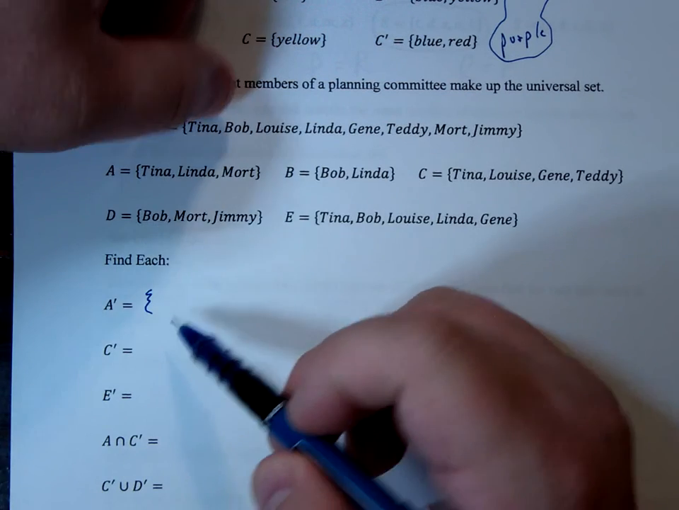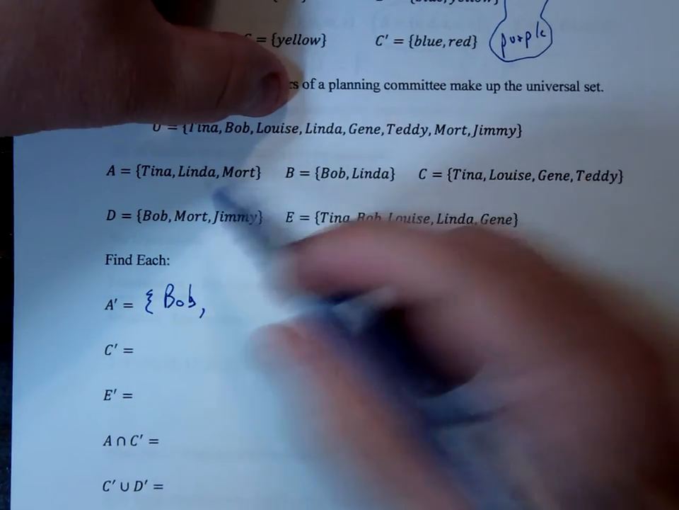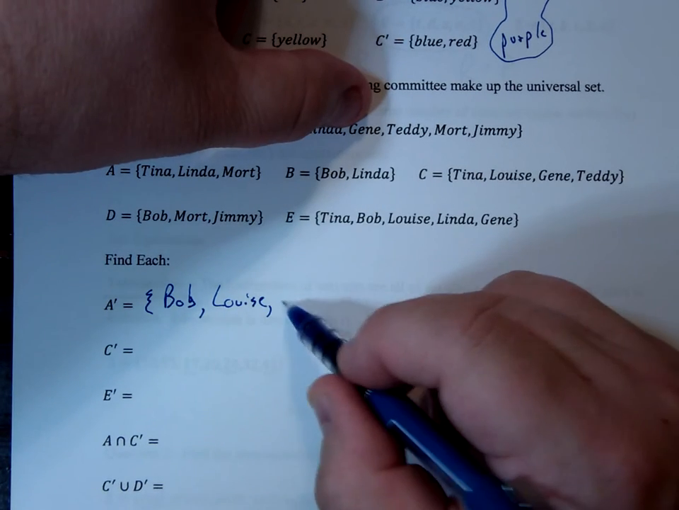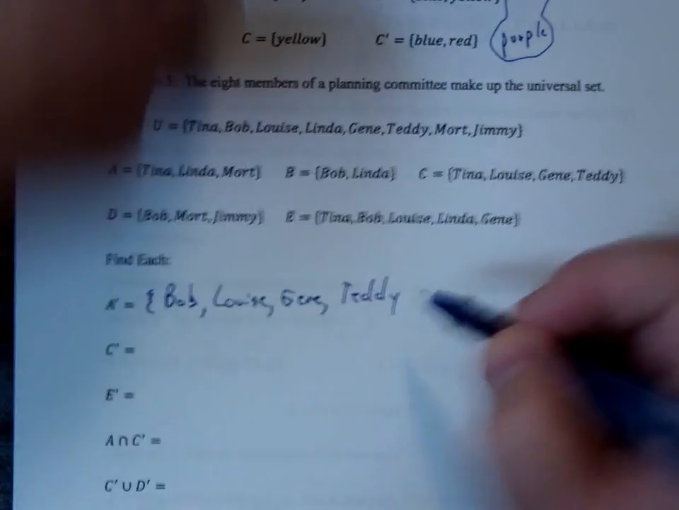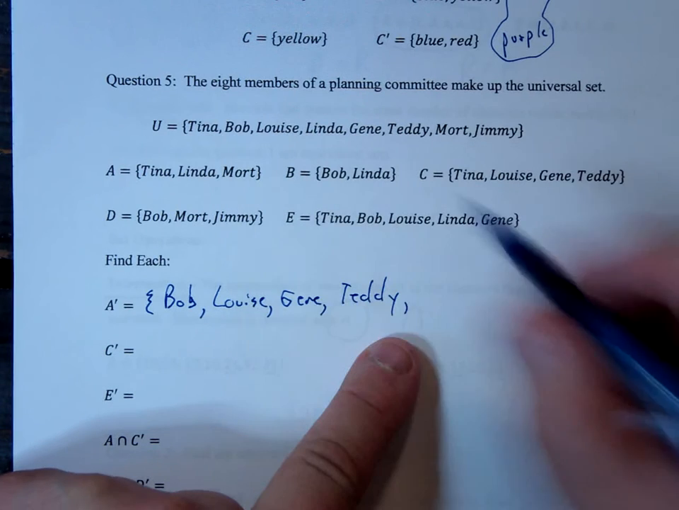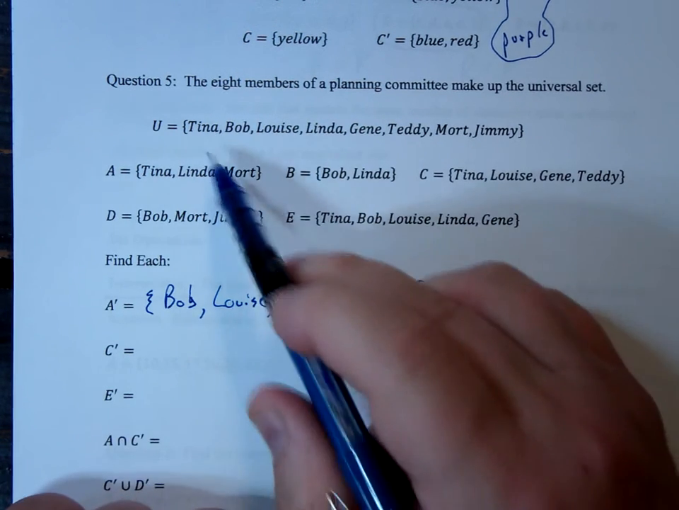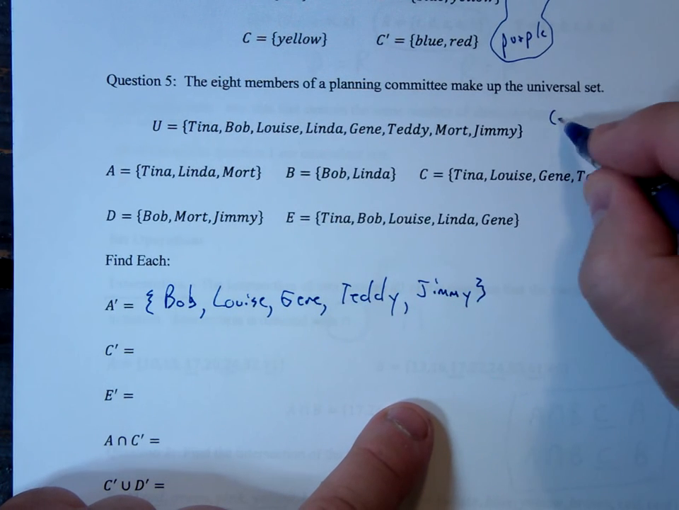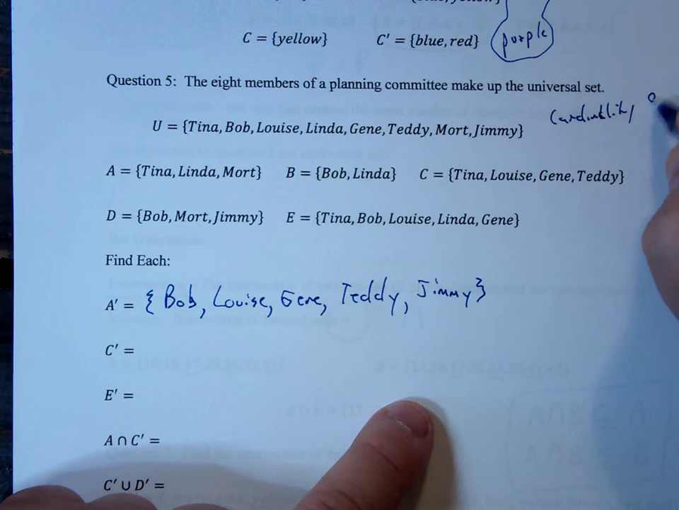So Tina's in A, not going to write it. Bob's not, so I need Bob. Louise is not, so I need Louise. Linda is there. Jean is not. Teddy is not. Mort is in the set, and Jimmy is not. So 1, 2, 3, 4, 5, 6, 7, 8. The cardinality is 8 for the universal set.